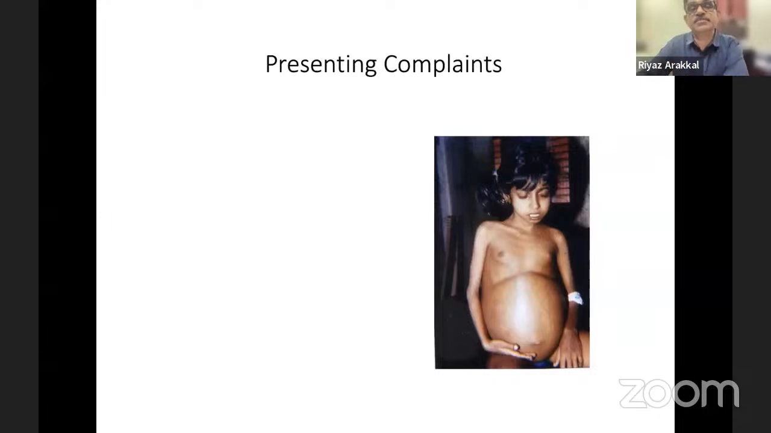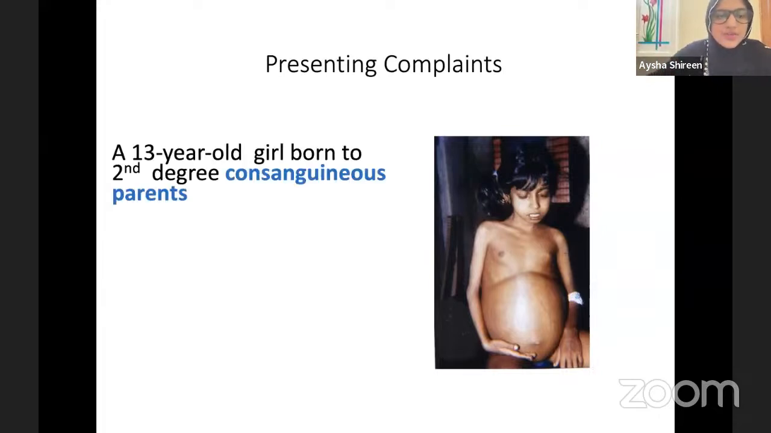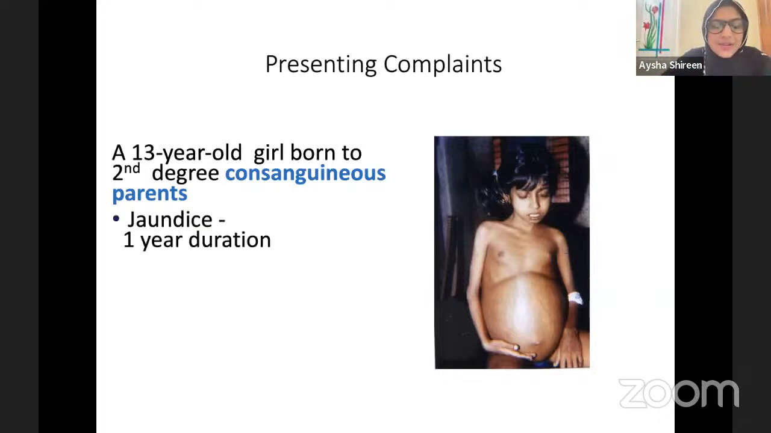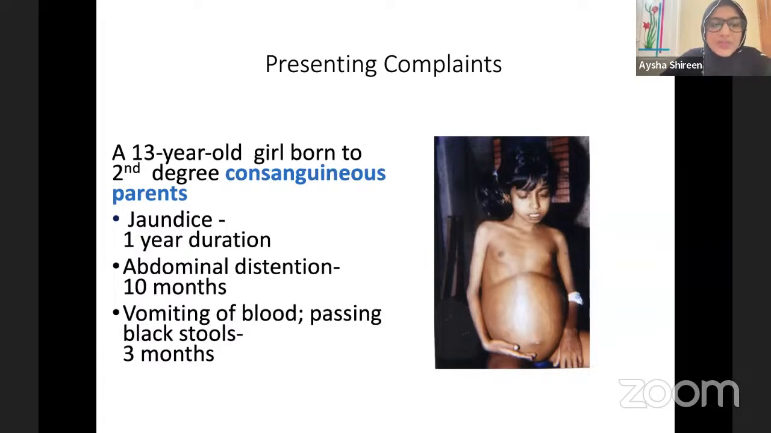Okay, Aisha can start. Good evening, everyone. So I'm going to present the case of a 13-year-old girl born to second-degree consanguineous parents, presented with jaundice for 1 year duration and abdominal distension for the last 10 months, and vomiting of blood and passing black stools for the last 3 months. So she has written the presenting complaints in chronological order: jaundice of 1 year duration, followed by abdominal distension and upper GI bleed. So these were the presenting complaints of this patient.